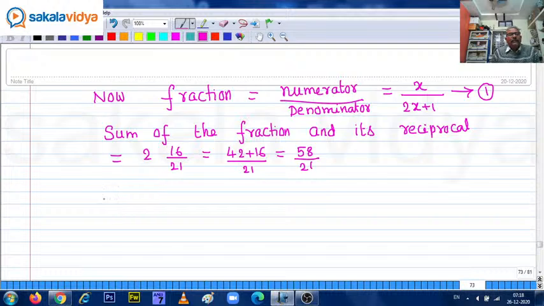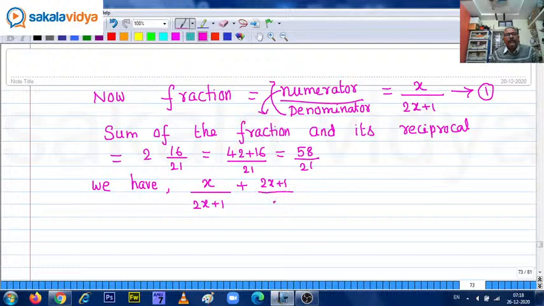So we have x upon 2x plus 1 plus reciprocal. Reciprocal means the denominator becomes the numerator, and the numerator becomes the denominator. That means 2x plus 1 upon x equals 58 upon 21. Now you need to solve this one.